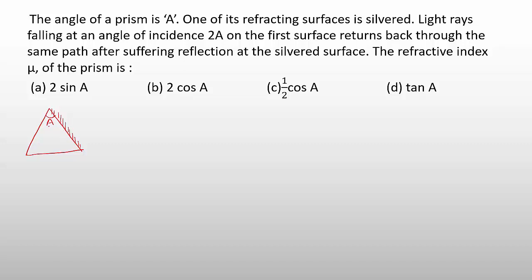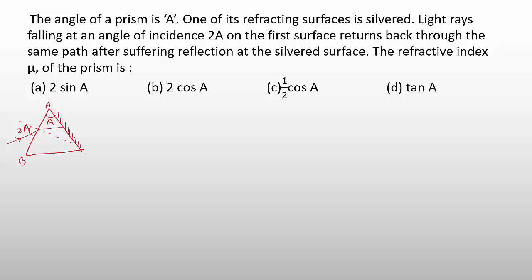Now, the light rays at an angle of incidence 2A. Let us consider the ray of light when it falls on the first surface at an angle of incidence 2A. Let us draw the normal, the line perpendicular to the surface. The angle between the incident ray and the normal gives the angle of incidence, which is given as 2A. Now this ray of light is refracted, and this refracted ray is going to fall on the second surface. Let us take it as AC.